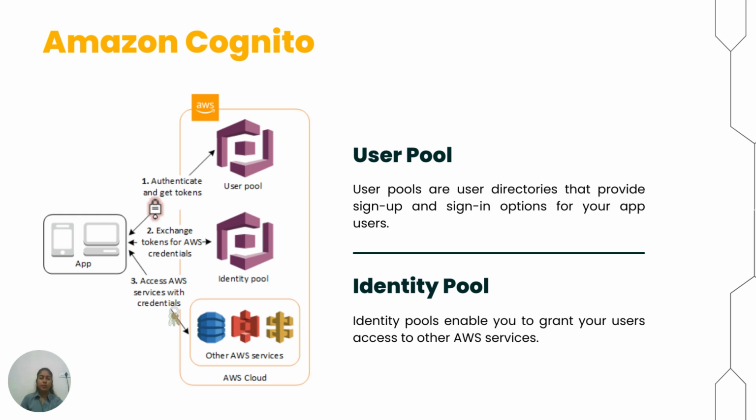First of all, Amazon Cognito. It provides authentication, authorization, and user management for your web and mobile apps. Basically, if you use a service, the user can sign in directly with a username and password or through a third party app such as Facebook, Amazon, or Google. The two main components of Amazon Cognito are user pool and identity pool. User pools are user directories that provide sign up and sign in options for your app users, and identity pools enable you to grant your user access to other AWS services.